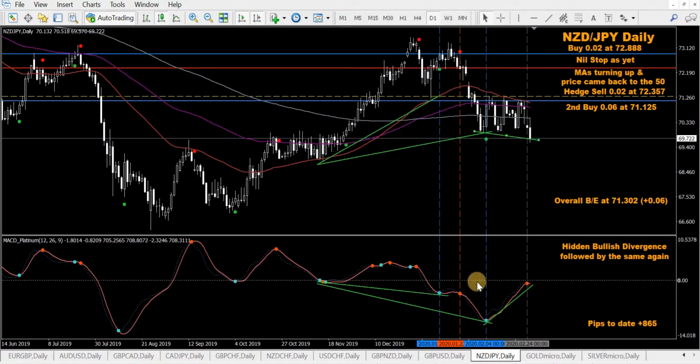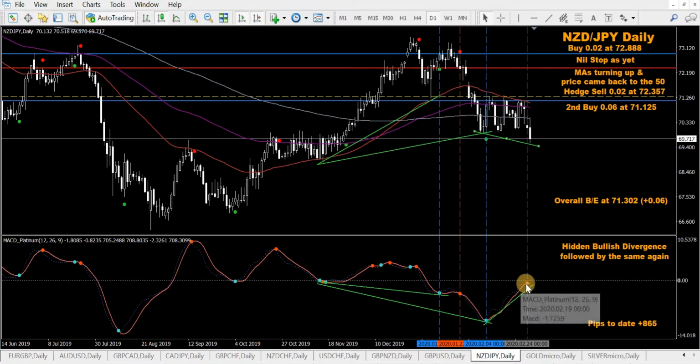Hopefully it'll work out. All right, New Zealand Japanese yen, another yen pair. It's causing a bit of grief. Buy here, hedge sell, second buy. Got close to the overall break-even a couple of times. I expected this to push through, hence I'm not closing.